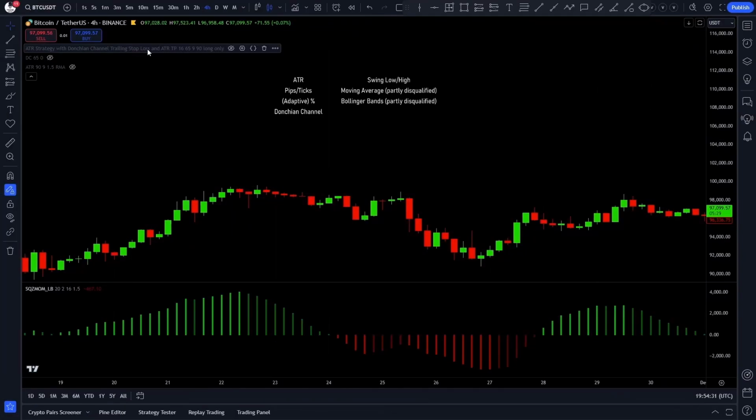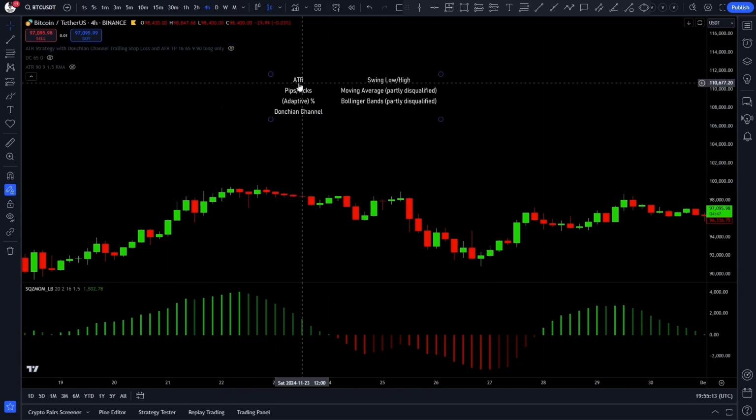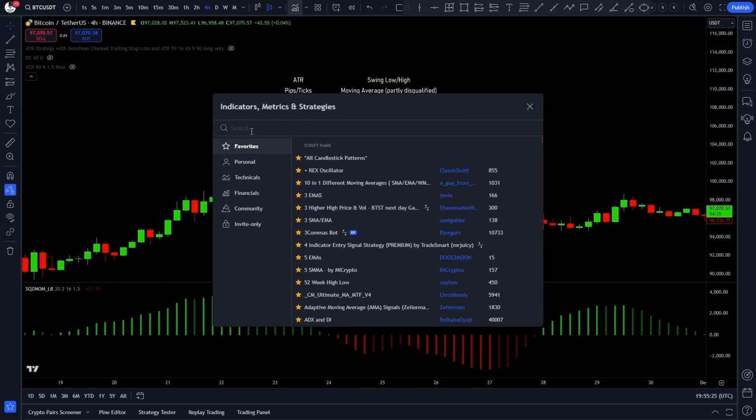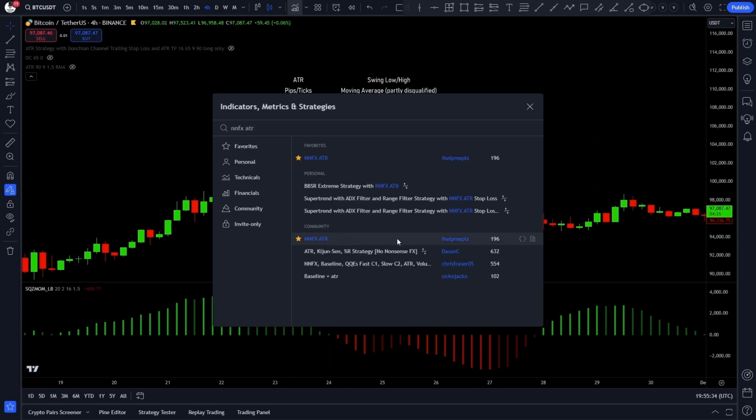Okay, we are now here on TradingView. This is how an example script will look. It's made for the Donchian channel trading stop loss. Here are the entry signal settings, the Donchian channel length itself, and the take profit settings. On the bottom we have the trade direction limiter. The first stop loss is the trading ATR stop loss. For that, open up the indicators tab and type in NNFX ATR. Add this one to your chart.